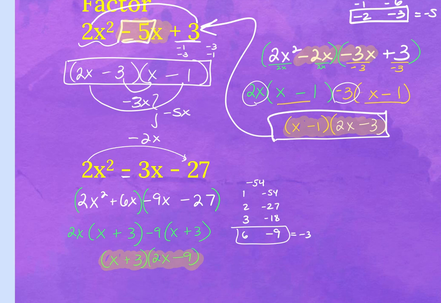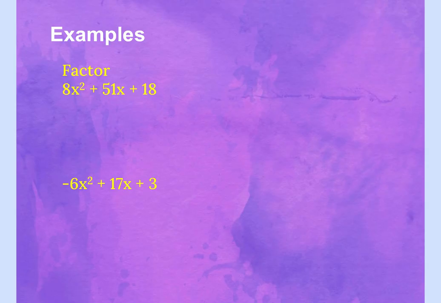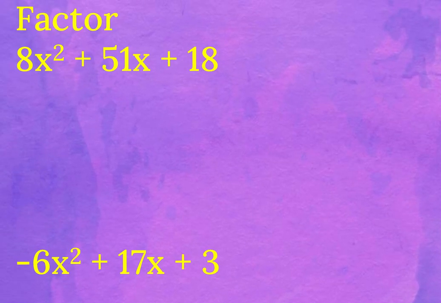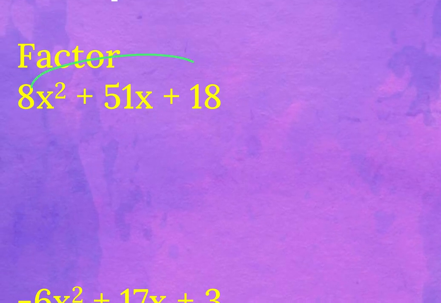Questions? All right, so how many of you did trial and error on the first one? Okay, and then first times last? Everyone else? Really? Because only 3 people raised their hand. Okay, no one did it. Interesting. All right, so if I was to do first times last, 8 times 18 gives you what?